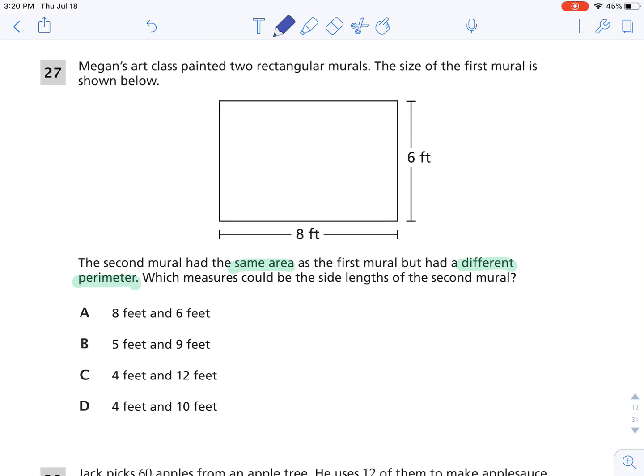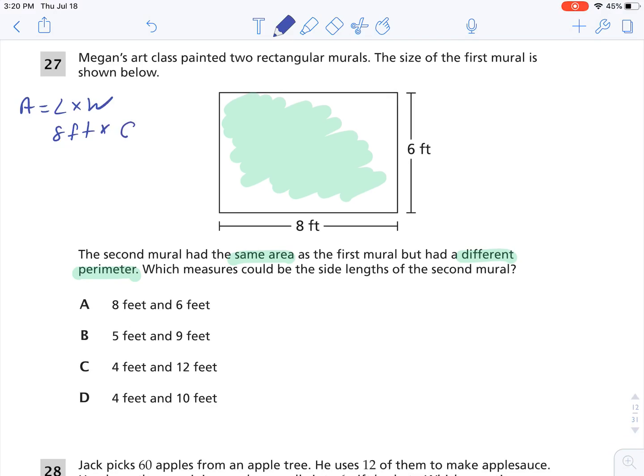Okay, so area is equal to length times width, and that measures the inside. Area measures the inside. Okay. So length times width, that's going to be 8 feet times 6 feet, which equals 48 square feet. So I'm looking for another mural that has an area of 48 square feet.